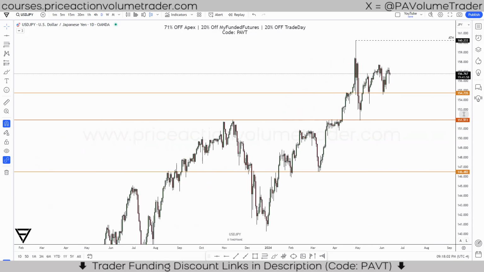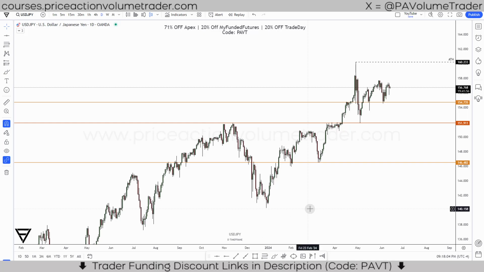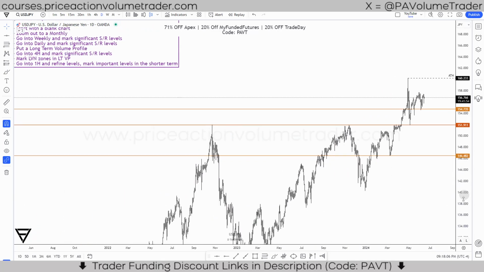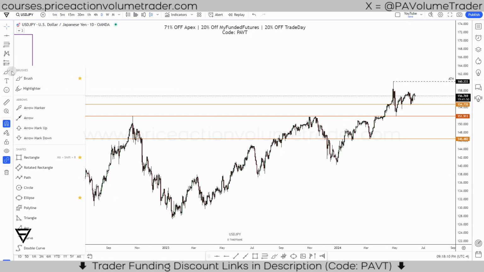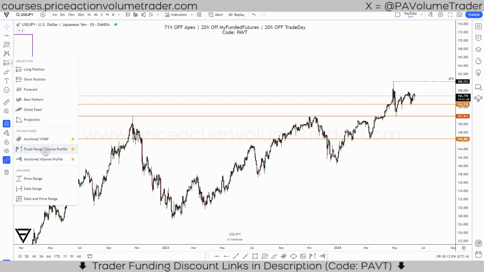And now that I'm on the daily, I'm going to apply a volume profile. With the volume profile, the one I like to use the most is the anchored volume profile, because I can put it on and it's going to stay on the right side of my chart.